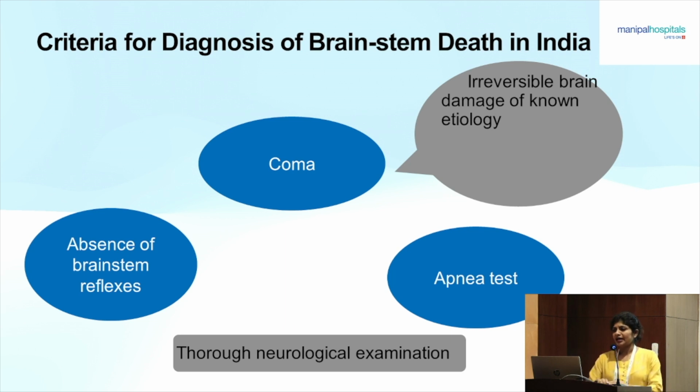So how do we diagnose? First of all, there should be some etiology which will explain that the patient can go into brain death. Examples can be hypoxic brain injury, a large ICH bleed, severe traumatic brain injury, sometimes acute liver failure leading to cerebral edema. After that, you should make sure that there are no confounding factors which will mimic brain death. I'll come to that. Then you have to do a thorough neurological examination and make sure that the patient is in coma, there is absence of brainstem reflexes, and the apnea test is positive.